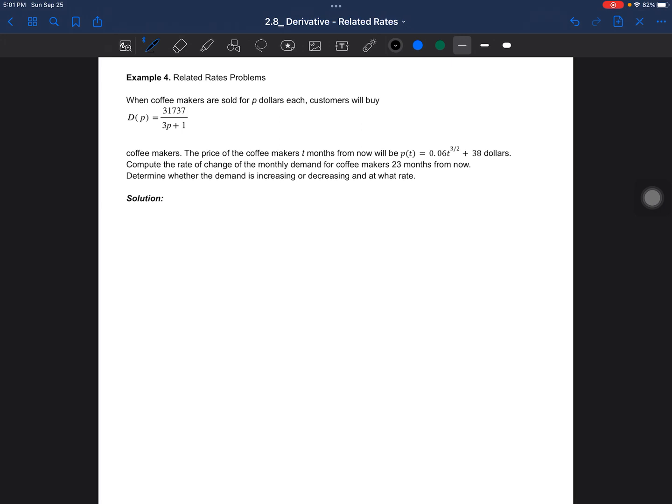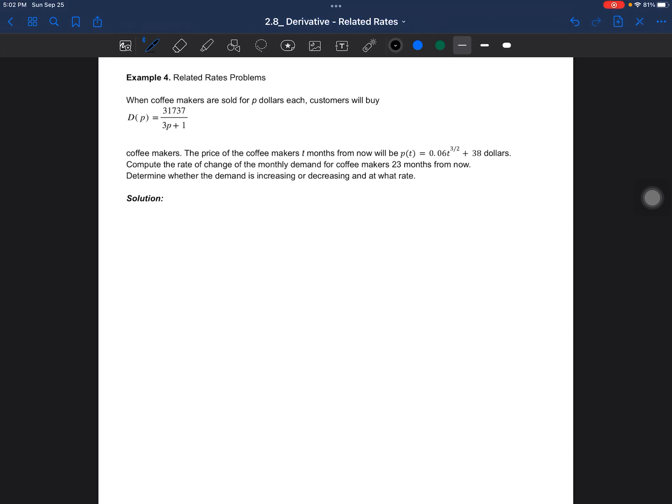All right, so let's try example number 4. When coffee makers are sold for P dollars each, customers will buy D(P) equals 31,737 all over the quantity 3P plus 1 coffee makers. The price of the coffee makers t months from now will be P(t) equals 0.06 times t to the power of 3 over 2 plus $38. Compute the rate of change of the monthly demand for the coffee makers 23 months from now. Determine whether the demand is increasing or decreasing and at what rate.